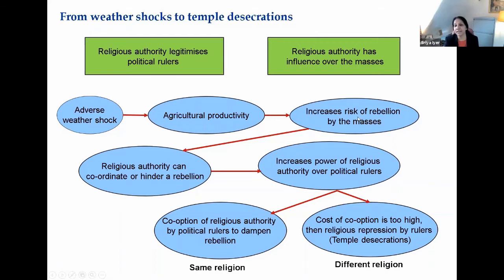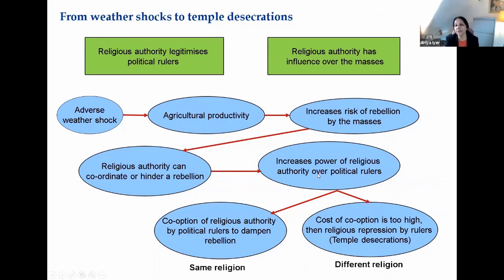Now, in the event of an increase in possibility of rebellion, the religious authority can either coordinate a rebellion or it can hinder a rebellion because of their influence. And so typically what you see is an increase in the power of religious authority over political rulers. And this is what the theoretical papers of Plateau and others have pointed out.